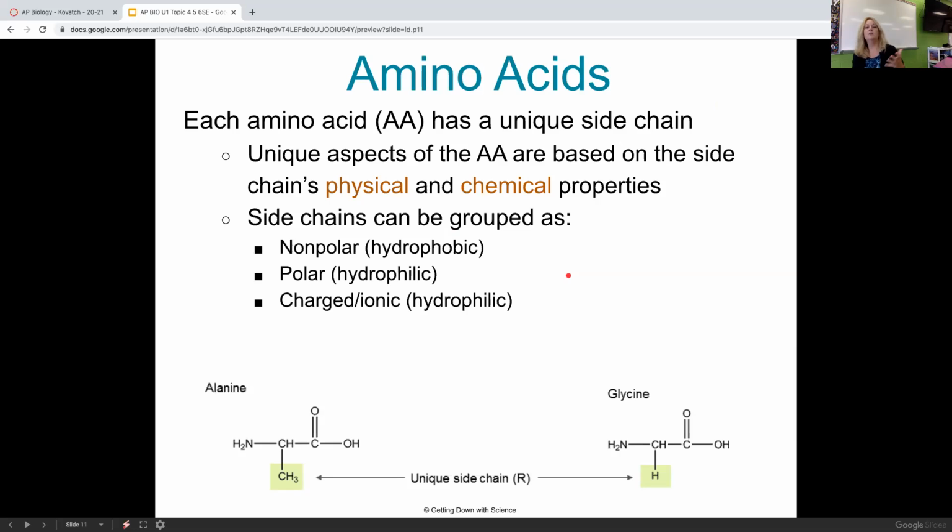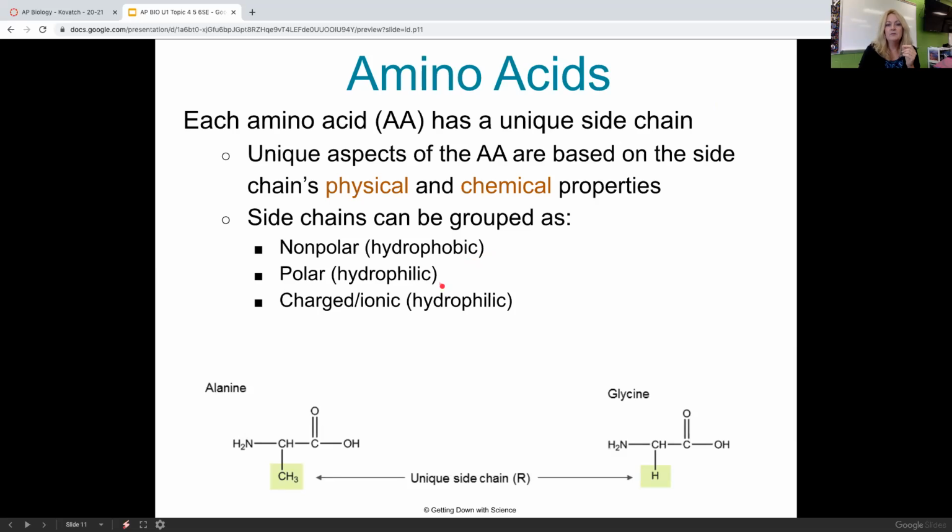And how does that work with the folding process? If it's nonpolar, it doesn't have charged sides, it's hydrophobic, which means it is afraid of water. It wants to get away from the water. So when your polypeptide chain is starting to fold into a 3D shape, if you have an amino acid that is nonpolar hydrophobic, it wants to be in the center of that 3D shape. It wants to get away from the water.